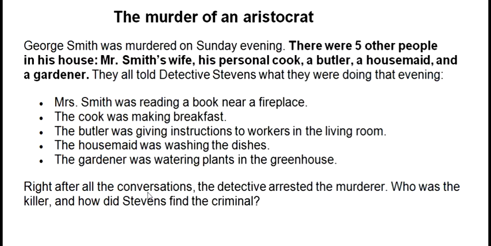Right after all the conversations, the detective arrested the murderer. Who was the killer, and how did Stevens find the criminal?